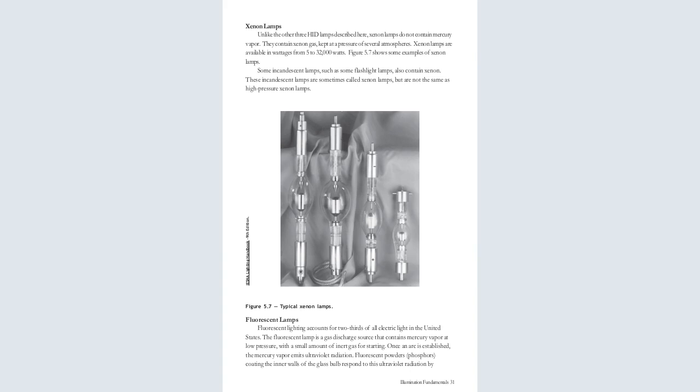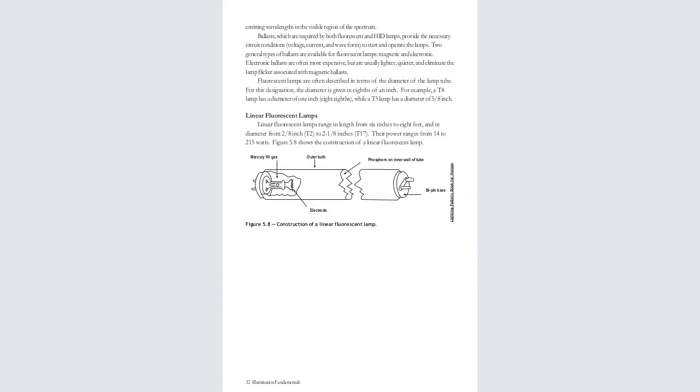Now the fluorescent lamp is a gas discharge source that contains mercury vapor at low pressure. That is very important for you. It contains mercury vapor at low pressure with a small amount of inert gas, just for starting purposes. Once an arc is established, the mercury vapor emits ultraviolet radiation. Fluorescent powder, that is phosphors, coating the inner wall of the glass tube respond to the ultraviolet radiation by emitting wavelengths in the visible region of the spectrum.